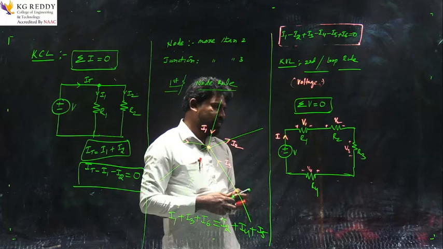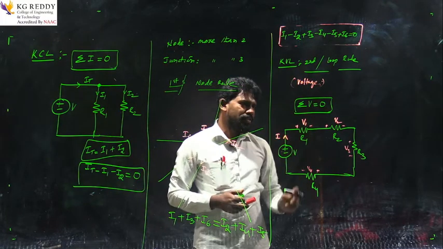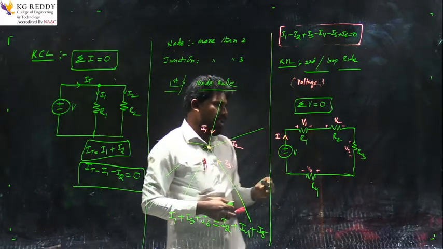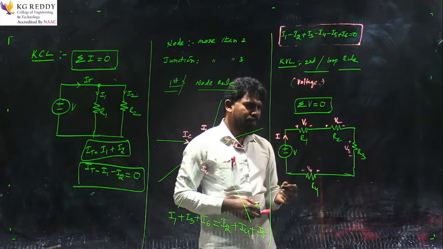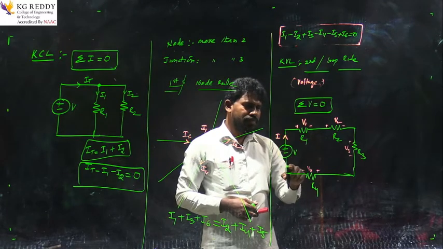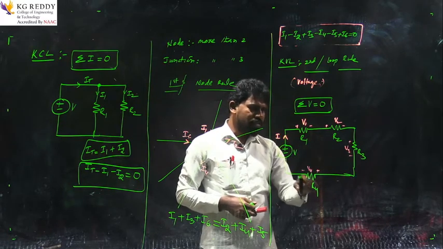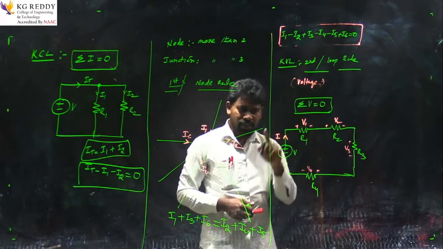Now you can see here, what does Kirchhoff voltage law say? Anybody? Yes. The algebraic sum of voltages around the loop is equal to 0. Okay, am I right?